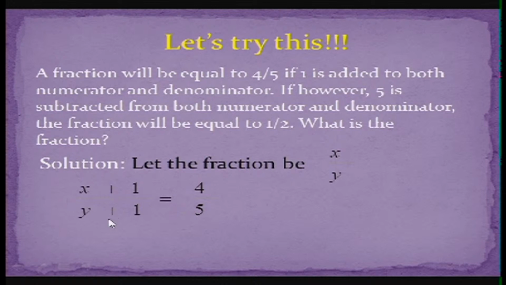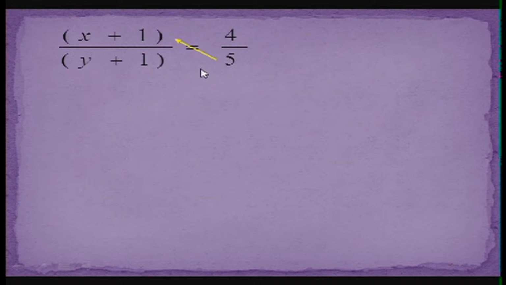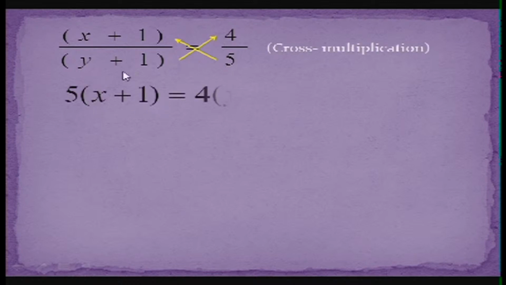So, (x plus 1) by (y plus 1) is equal to 4 by 5. What is the next step we are going to do? Yes, we will cross multiply the equation so that we get 5 times of (x plus 1) is equal to 4 times of (y plus 1).